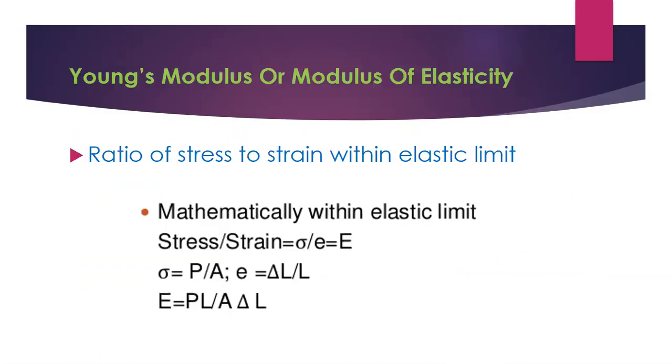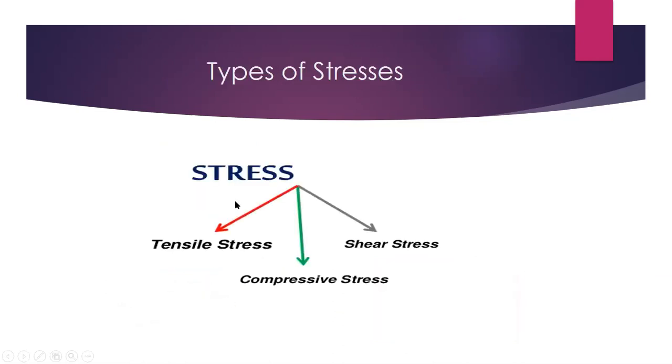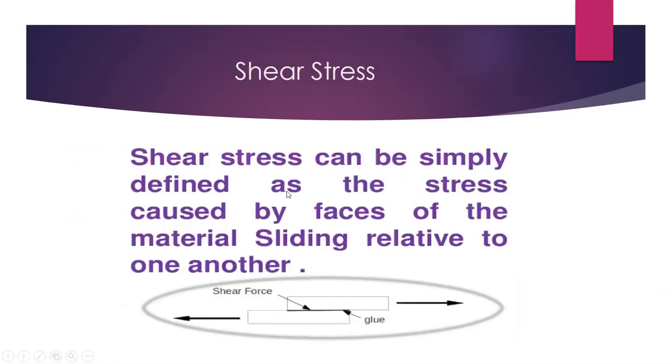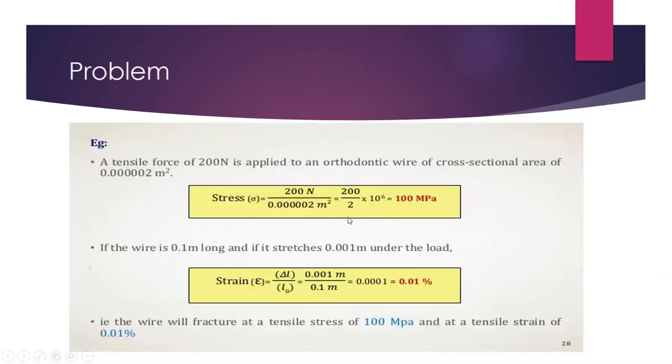Okay, so once again I will repeat all the terms. One is stress. Stress is equal to force per area. There are 3 types of stress: tensile stress, compressive stress, and shear stress. Then the next one is strain. Strain is equal to change in length divided by original length. That is strain. There is no unit.